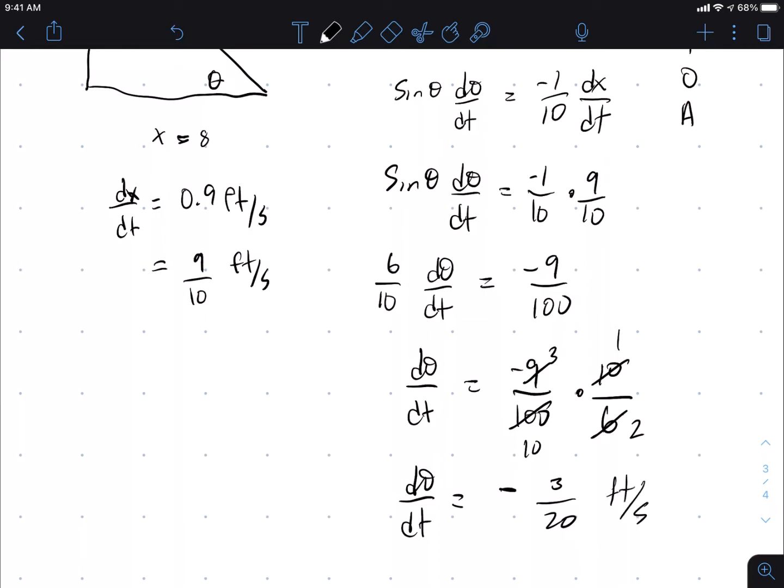Does it make sense that it would be a negative number? Let's think about what happened. As the ladder fell, what's happening to the angle where my elbow and my hand are? It's getting smaller, right? So it makes sense that my answer should be a negative. Does that make sense?